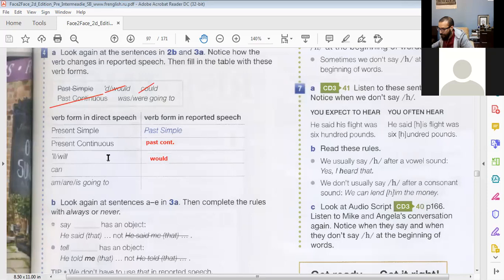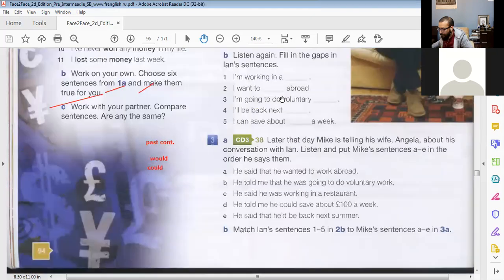And the final one is when you use be going to, all right? So if you use am going to, is going to, are going to, this means you're going to change it to was going to, were going to. But let's see how Ian and Mike did it. Ian said, I'm going to do voluntary work. And when Mike told his wife about this, what did he say? He told me that he was going to do voluntary work. Exactly. So am going, is going or are going becomes was and were going. That's right.